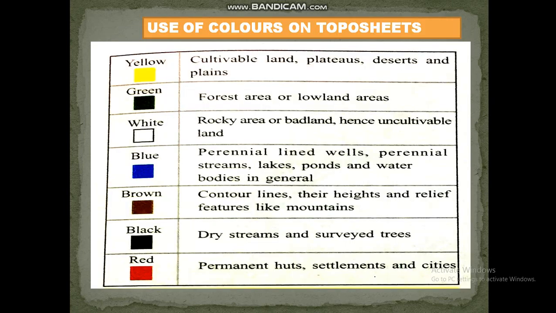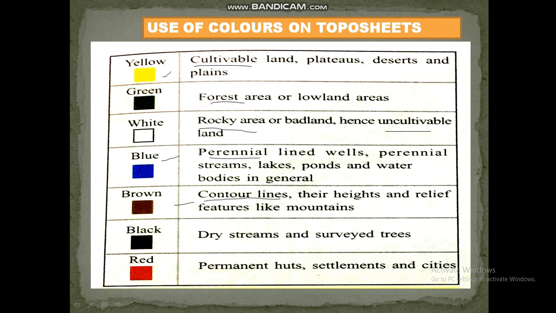You can also find some colors which are used on topographical sheets. Yellow color shows cultivated area, green color shows forest, white color shows rocky or uncultivated area. Uncultivated area is that area which is not able to produce any type of crop or vegetation. Then blue color is always used for perennial wells, rivers, lakes, etc. Then brown color is used to show contour lines.